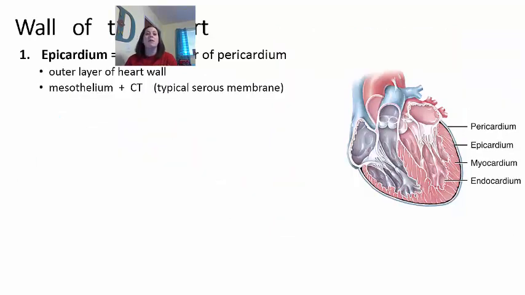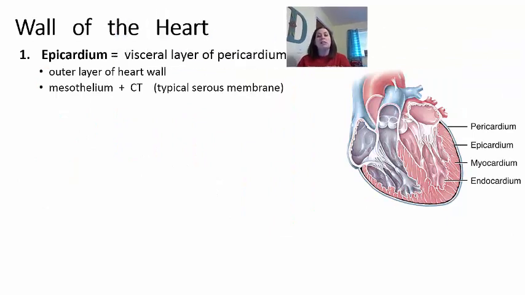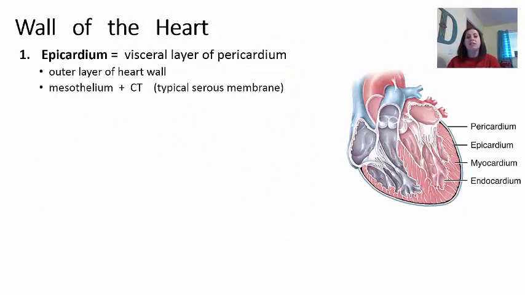So now let's talk about the wall of the heart itself. We see here we have first the epicardium. This is the visceral layer of the pericardium, so it's going to be the outermost layer of the heart. It's made of mesothelium plus some connective tissue, which is just the typical tissues that make up a serous membrane, since this is the visceral part of the pericardium.